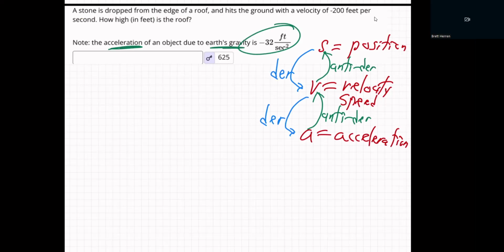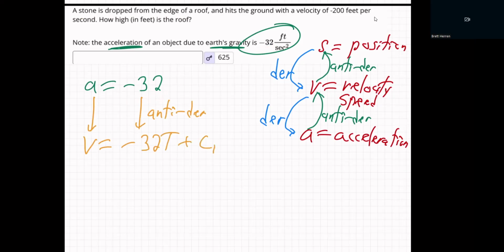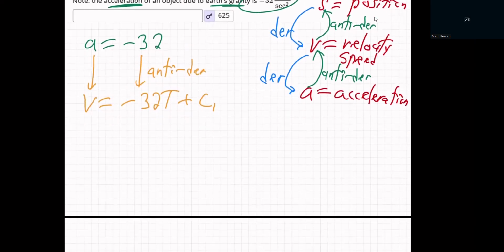Okay. So with that in mind, they're starting us out with this fact here, which is the acceleration of Earth's gravity. The Earth accelerates everything. It's negative because it's downward. The Earth pulls us downward at negative 32 feet per second squared. So we want to walk back to velocity, and that's going to be the antiderivative, so that'll be minus 32t plus constant 1. Right? Because if you took the derivative of minus 32t, you'd go to minus 32, and the constant would be 0.